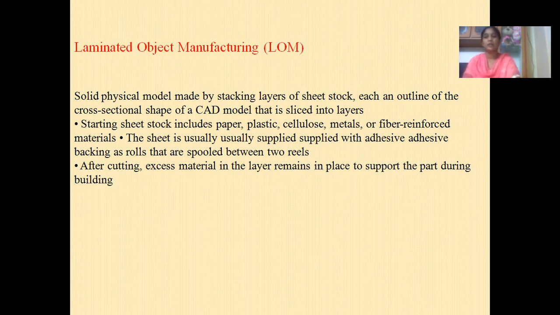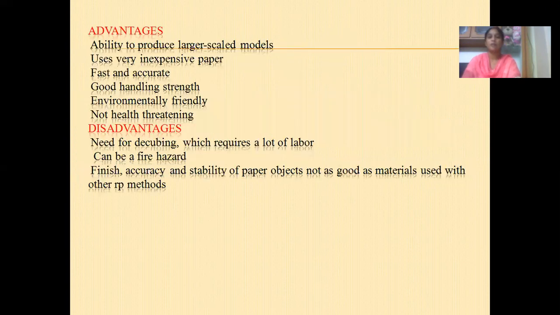After it is sliced into layers, different types of materials can be used, including paper, cellulose, plastic, metals, or reinforced materials. The sheet is usually supplied with adhesive backing rolls that are spooled between the rails. Rails means the two sides of the reels will be fixed. By these reels the product keeps continuing, and they also support the part in the laminated object manufacturing process.